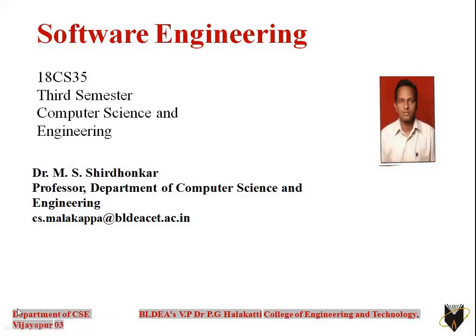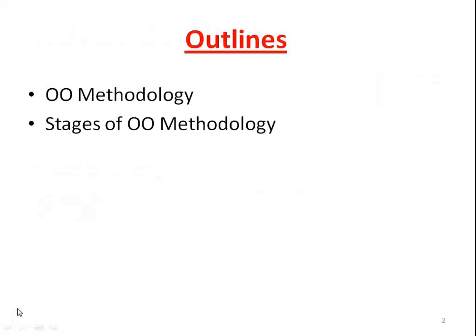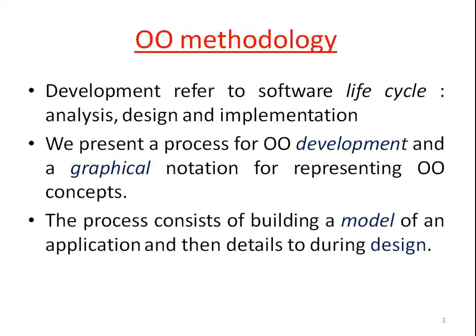Everybody. Today's outline of the class is the OO methodology, which means object-oriented methodology, and the stages of object-oriented methodology. There are 5 stages. What are those? We will see them one by one. So we see two outlines: one is the object-oriented methodology and the other is the various stages of object-oriented methodology. First we see what we mean by object-oriented methodology, OO methodology.